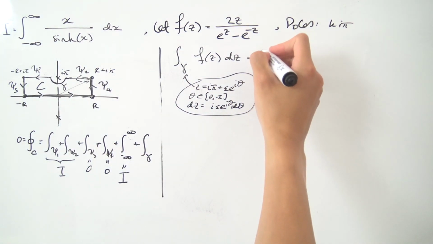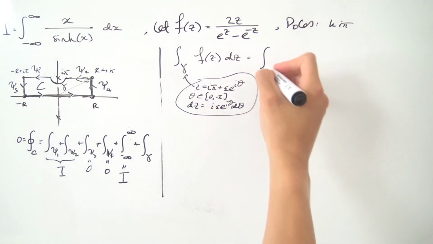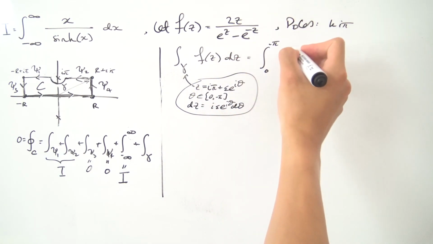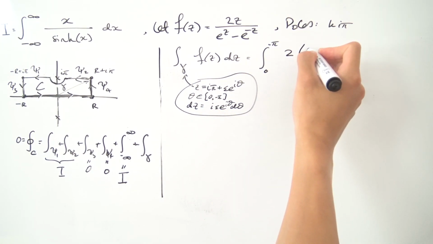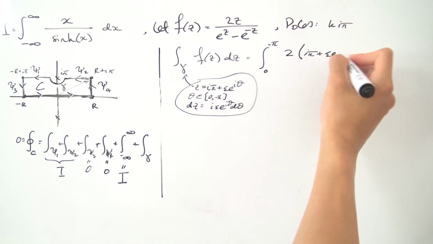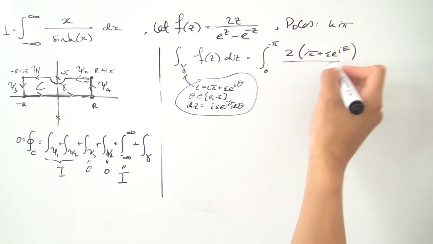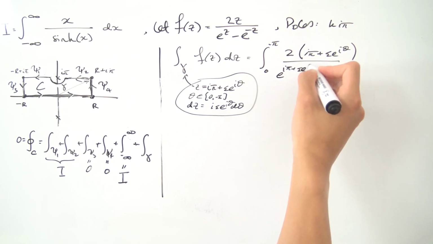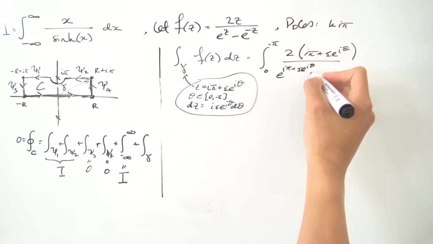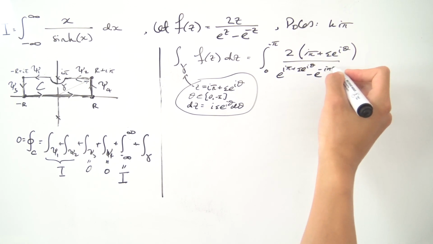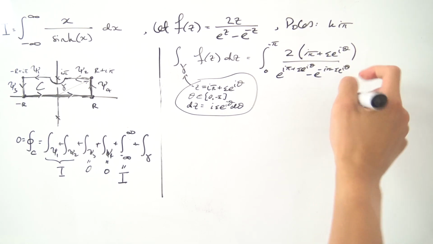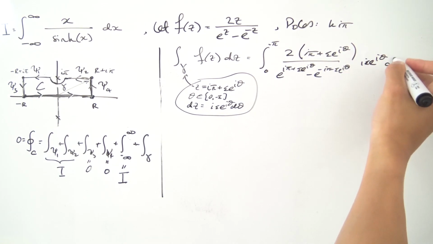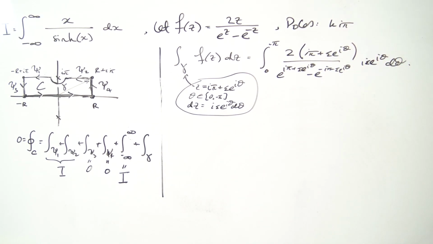So let's plug that in. We have the integral from 0 to minus pi of, we plug this parameterization in, so it's 2 times i pi plus epsilon e to the i theta, divided by e to the i pi plus epsilon e to the i theta, then minus e to the minus i pi minus epsilon e to the i theta, and dz becomes i times epsilon e to the i theta d theta.